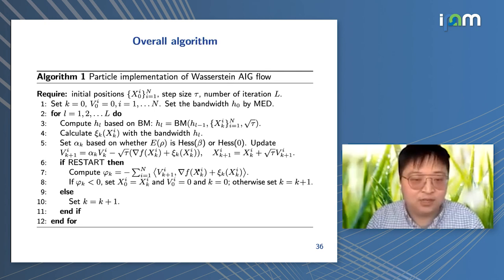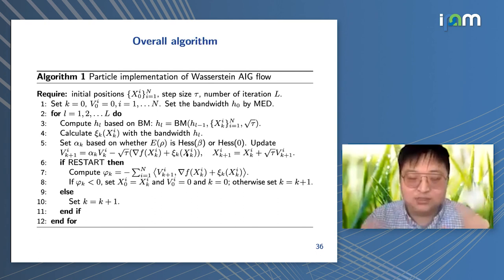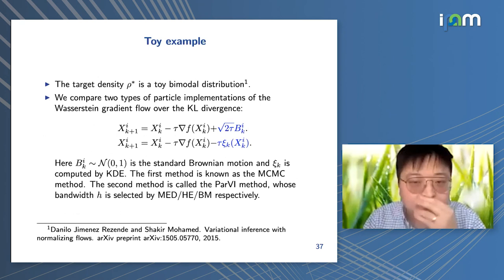So this is very similar to the classical algorithm. The only difference is we replace Brownian motion with log rho, then everything is the same. And we find a way to update the log rho accordingly. Okay, then we do some toy examples.